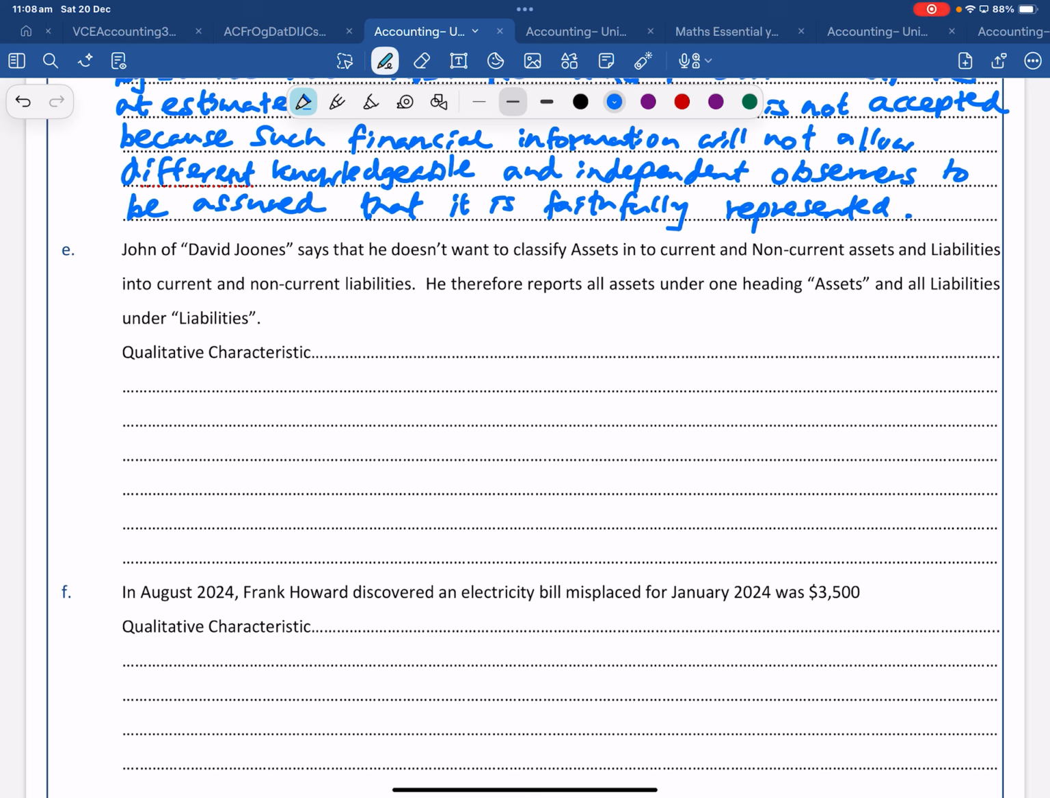What do you think, Neto? Yeah, I think it's understandability as well. Why is it understandability? I think it's because he's using all the jargon around, and people who have a fair understanding of financial concepts will be able to entirely understand what he's saying. Yeah. What do you think, Tinor? Classifying assets and liabilities into current and non-current allows users a clear understanding of a business's liquidity and short-term obligations.